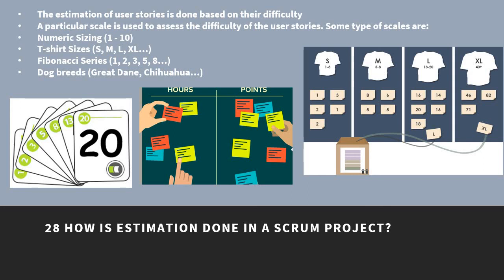How is estimation done in a Scrum project? The estimation of user stories is done based on their difficulty. A particular scale is used to assess the difficulty of the user stories. Some types of scales are numeric sizing, that is from 1 to 10, T-shirt sizes like S, M, L, XL, Fibonacci series 1, 2, 3, 5, 8, 13, and dog breeds like Great Dane, Chihuahua, etc.